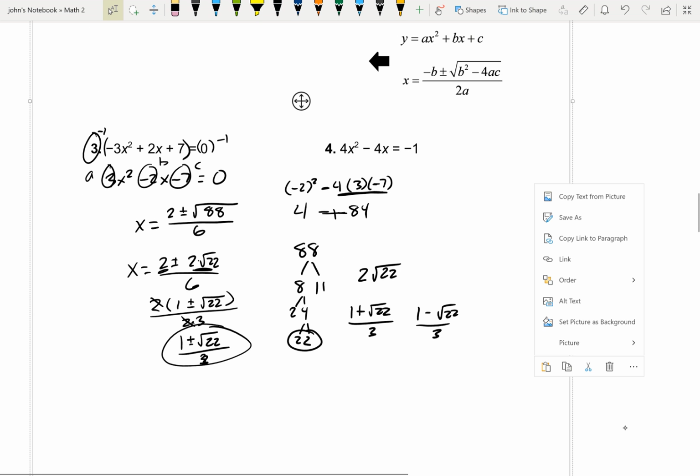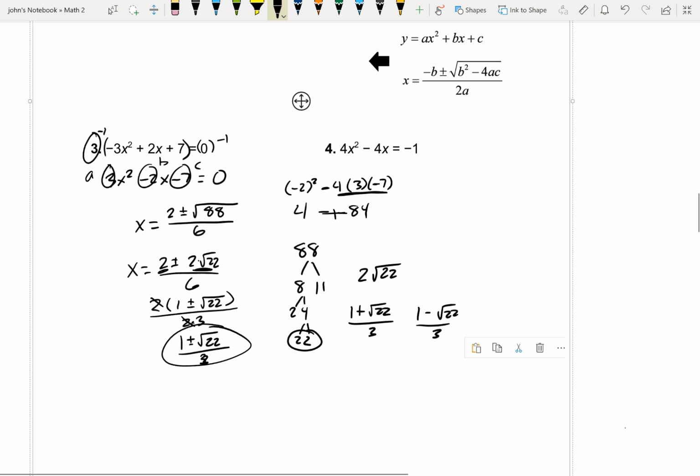One thing to be aware of, when you go to put that in the calculator, if you put it in like this, 1 plus the square root of 22 divided by 3, I'll get the wrong answer, because that's only going to divide the square root of 22 by 3, right? I want to add them together first. So make sure if you do put it in a calculator, put it in like that when we do that.